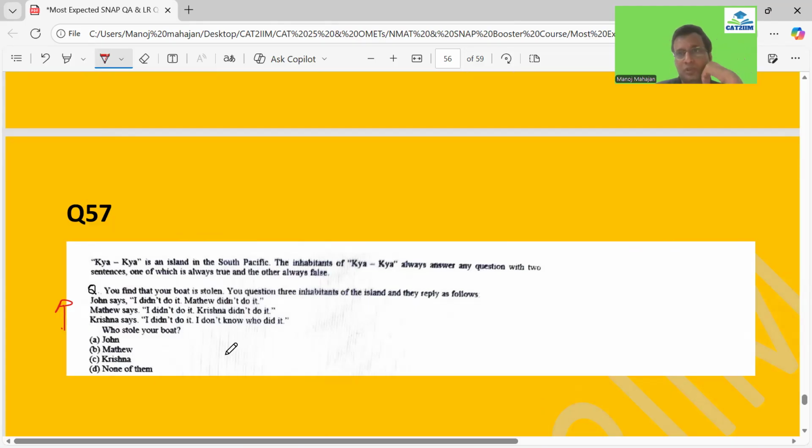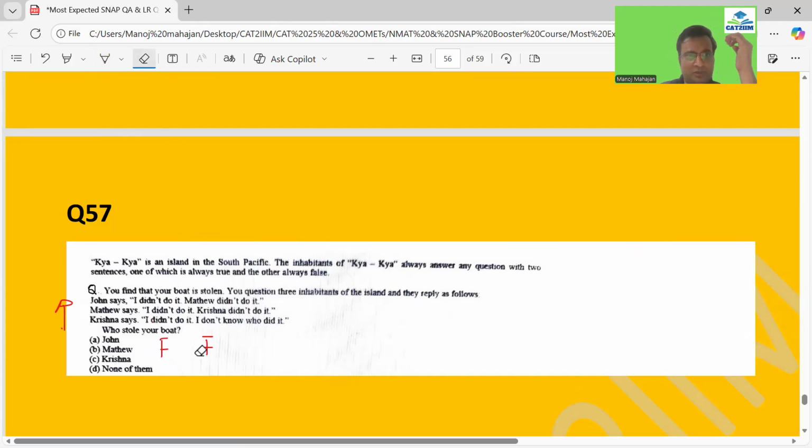So one of them I have to assume true, the other false. So let's say I say this is false, let's assume I did not do it. If this is false, it means he has done it, right? And if he has done it and he's saying I don't know who did it, so this would become false. So this being false and this being true is not possible, right?